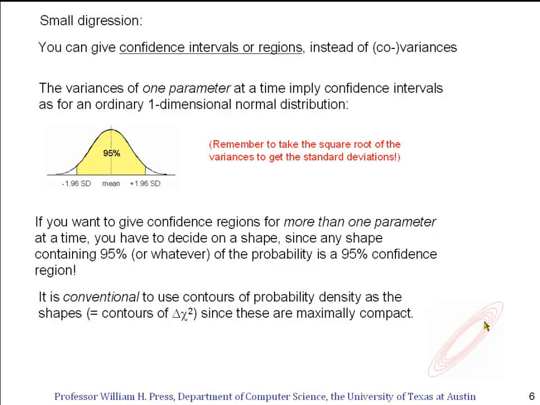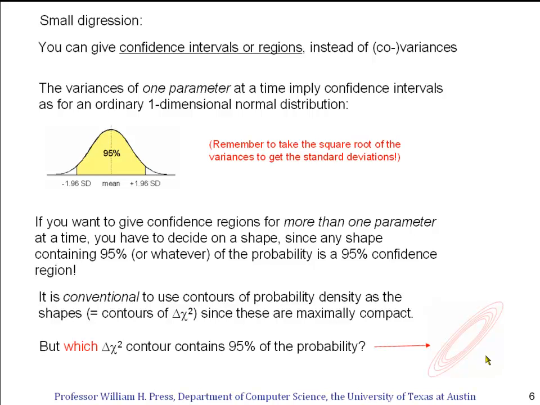And as we saw, the probability density on the parameters is e to the minus a half delta chi squared, or e to the minus a half chi squared. And so these are also contours of how much chi squared differs from its value at the maximum likelihood value at the center of these ellipses. And of course, the use of these contours means that we're going to be giving the maximally compact confidence regions.